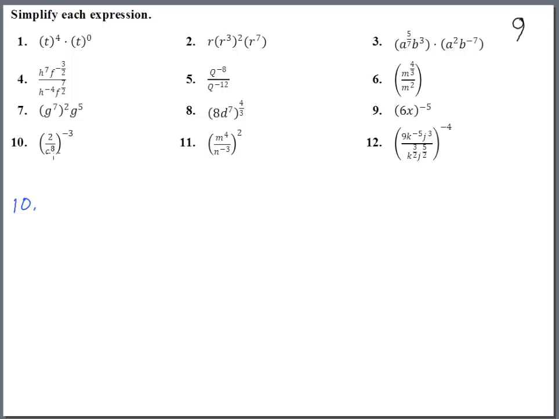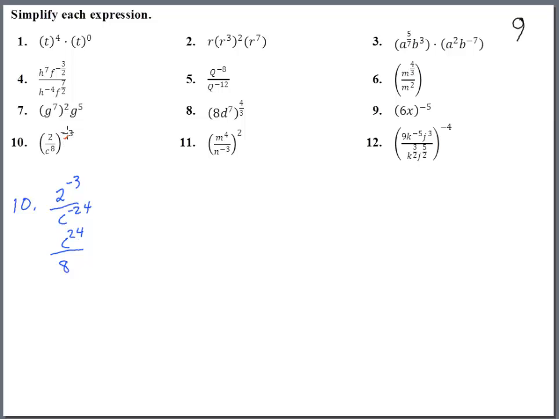Number 10, 2 to the -3 over c to the -24. This is exponent to exponent, so it will multiply. That 2 will come down as an 8 on the bottom, and that c to the 24th will go up on the top. I want to do this one in a different way, just so you can see the flexibility you have here.